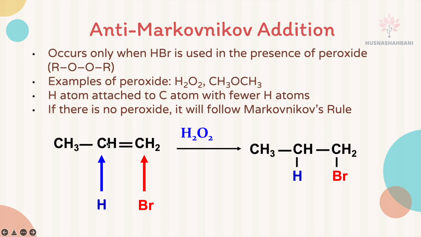But now anti-Markovnikov, when HBr is added in the presence of peroxide, hydrogen will be added to the carbon that has fewer hydrogens, which is here. This carbon has only one hydrogen. The carbon on the right has two hydrogens. So hydrogen will be added to this carbon. This is anti-Markovnikov addition. This is the product. But if there is no peroxide, if you're still using HBr but no peroxide, it will follow Markovnikov's rule as usual.